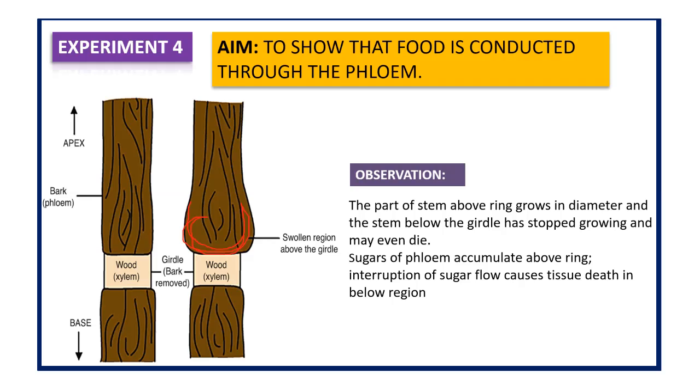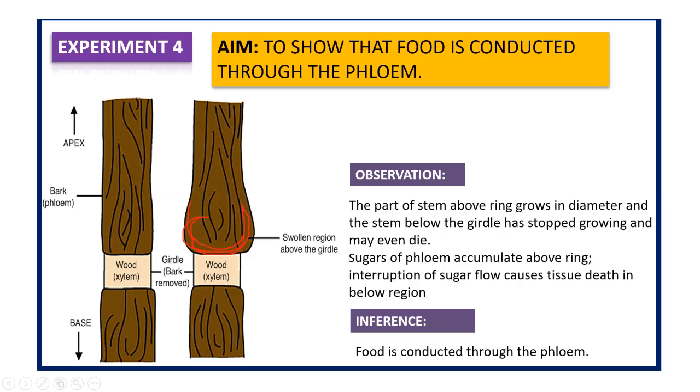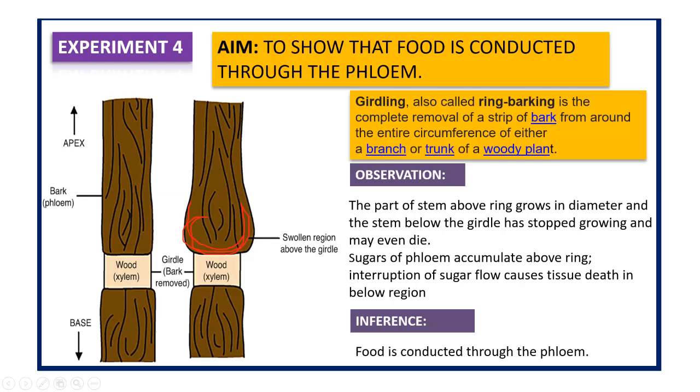The stored food is used, and finally, one day, all the cells of the lower part will die, which will lead to the death of the tree. So this indicates that food is conducted through the phloem. The girdling process is also called ring barking. In this, the outer part or strip of the bark from around the circumference is completely removed. This process is also used to kill plants.